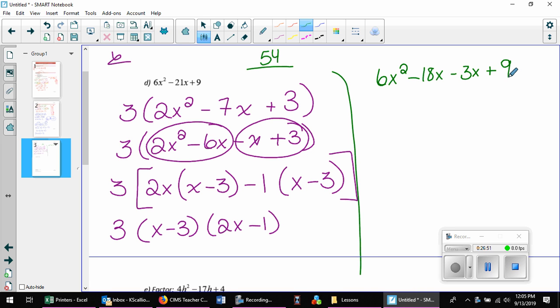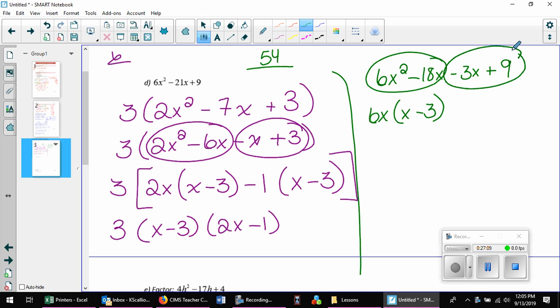Everybody's like, oh, that's nice because I can take some numbers out. Life's good. So I'm looking at these two. What am I going to take out? A 6x, and I'm left with x minus 3. Looking at these two, I'm going to take out a minus 3, and I'm left with 6x minus 3, x minus 3.